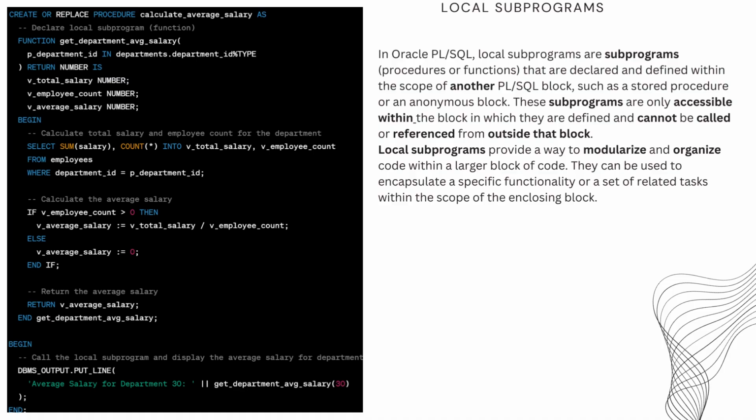In Oracle PL SQL, local subprograms are subprograms, procedures or functions, that are declared and defined within the scope of another PL SQL block, such as a stored procedure or an anonymous block. These subprograms are only accessible within the block in which they are defined and cannot be called or referenced from outside that block. Local subprograms provide a way to modularize and organize code within a larger block of code. They can be used to encapsulate a specific functionality or a set of related tasks within the scope of the enclosing block.